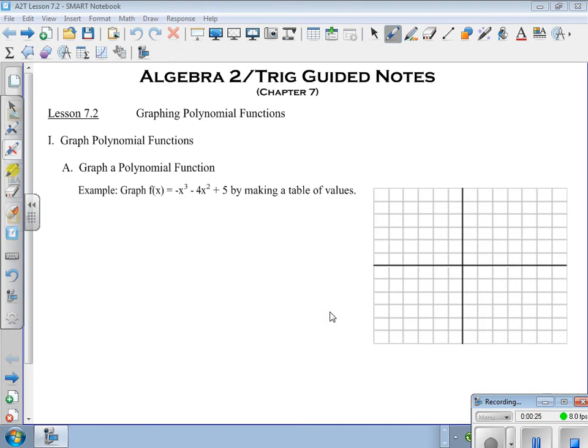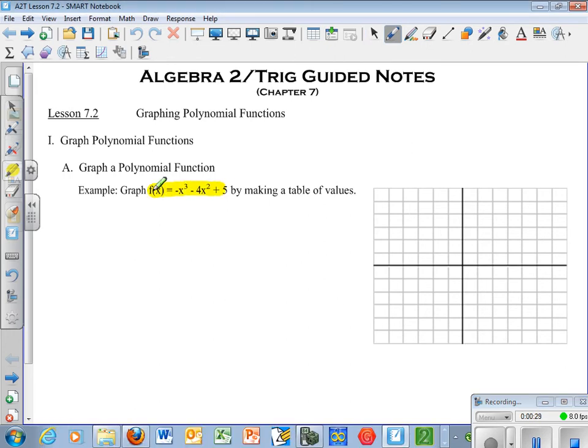Okay, so here's what we're given. F of x is equal to negative x cubed minus 4x squared plus 5. And we're going to make a table of values. Now, before I get into actually doing the table, this is a cubic function.